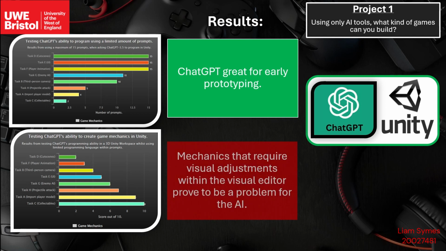So here are the results. From the experiment, it indicates that a novice programmer could benefit from using a coding assistant such as ChatGPT, as there are mechanics that it can produce with basic functionality in 5 prompts or less. This also shows that for some basic prototypes, it could be faster to use ChatGPT than to watch a tutorial and program manually. However, the other set of results shows that the mechanics that require engine-specific or visual adjustments within the visual editor prove to be a problem for the AI.